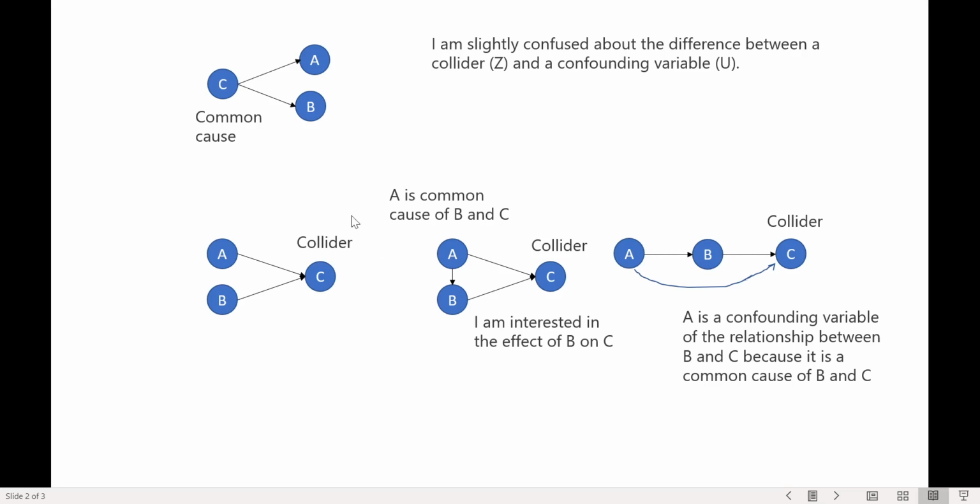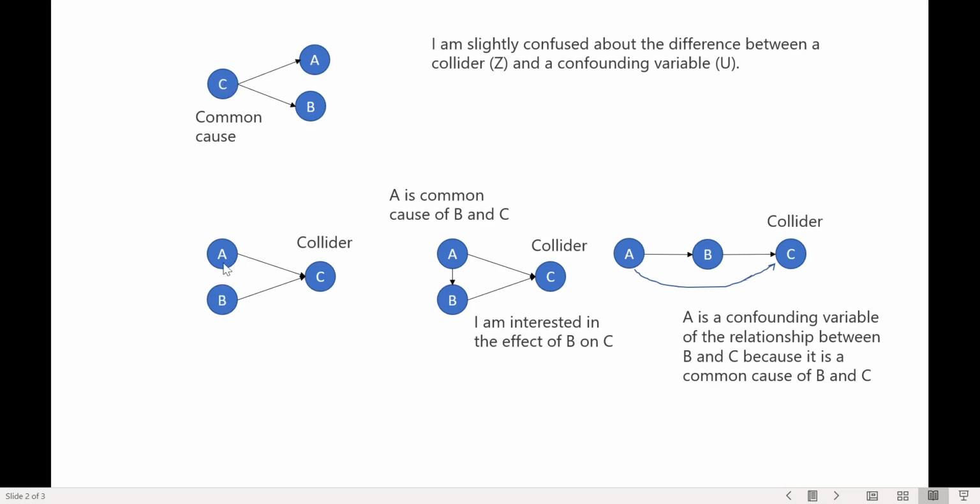So let's see the first example here. Here we've got the case of a common cause. C is a common cause of A and B, because C is causing A, that the direction of the arrow tells us that C is causing A, and C is also causing B. So A and B have a common cause, which is C.